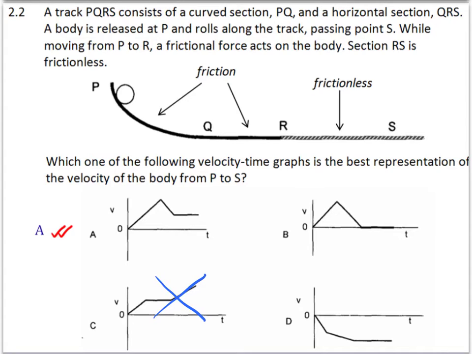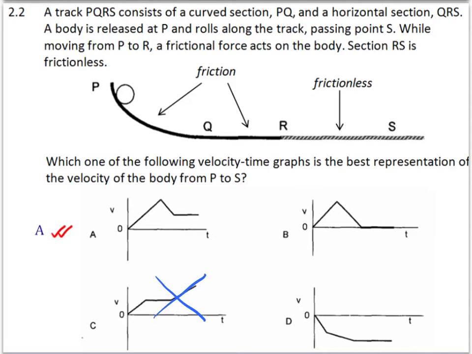Now, from P to R, there is friction. Let's look at Q to R only. From Q to R, your surface is flat, so there's friction slowing your object down, but there's no component of gravity acting parallel to the slope speeding it up. So it's definitely going to slow down, so you need to see a decreasing velocity.